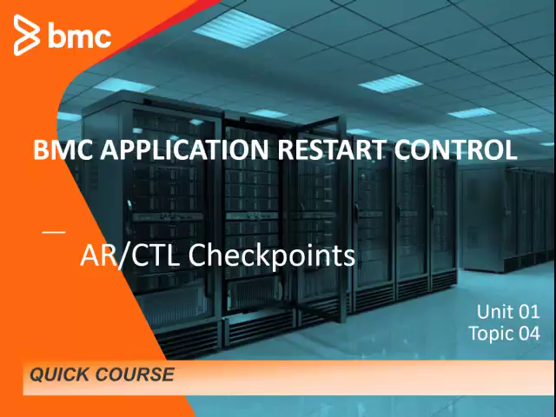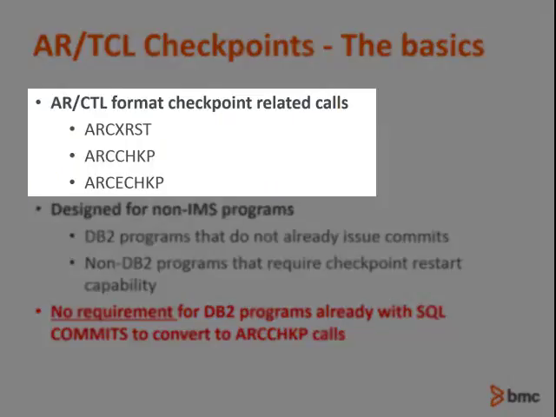In this module, we will discuss the usage and syntax of the ARC formatted checkpoint calls. The ARC checkpoint calls are one of several techniques that can be used by application developers to add checkpoint logic to programs. ARC provides three callable interfaces to enable checkpoint restarts in non-IMS programs. The ARC XRST call is similar in function and usage to the IMS XRST call that was discussed in the previous topic. The ARC checkpoint call is similar to the IMS checkpoint call, and the ARC E checkpoint call is a variation of the ARC checkpoint call with added parameters to enable further control over checkpoint processing.